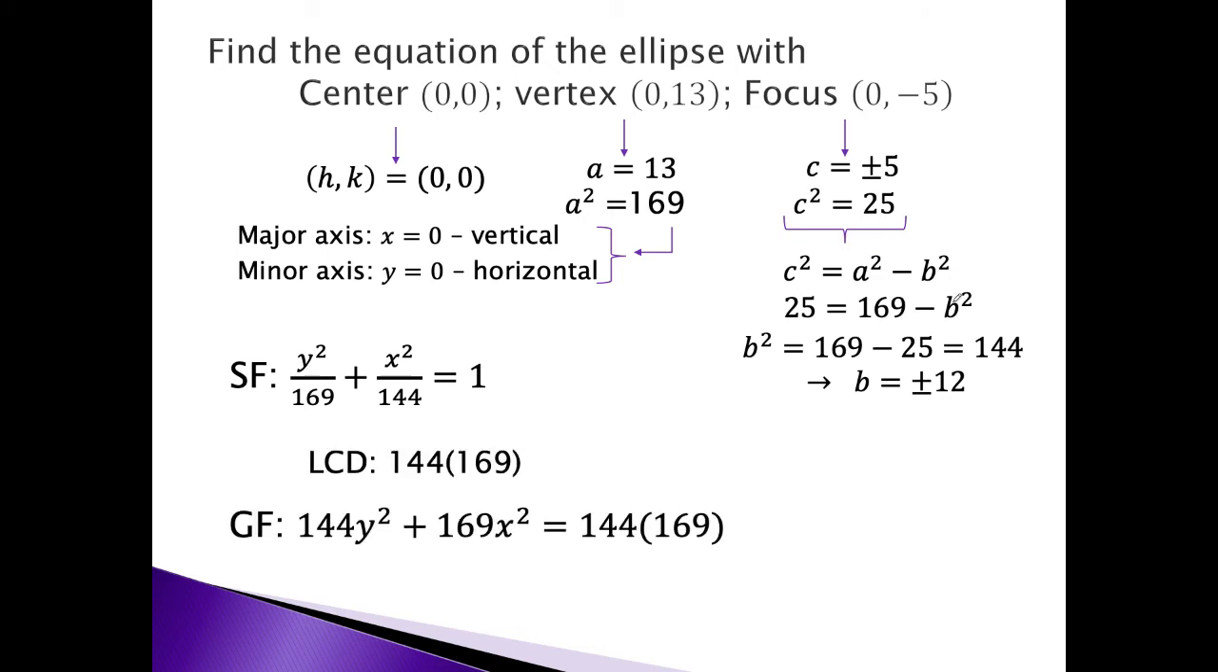Our LCD is 144 times 169. We multiply our standard form by our LCD, and we have our general form: 144 y squared plus 169 x squared equals 144 times 169. We can then move the 144 times 169 to the other side and set it equal to 0. I didn't because I assumed you could set it equal to 0.